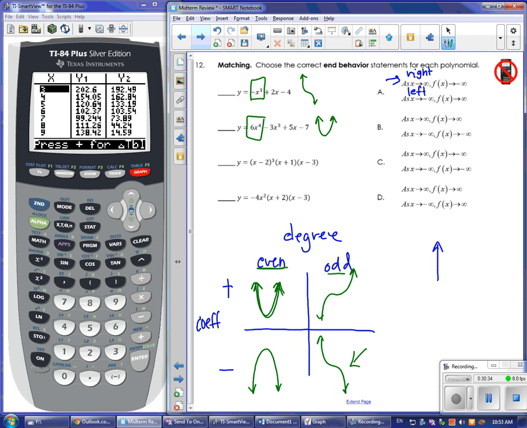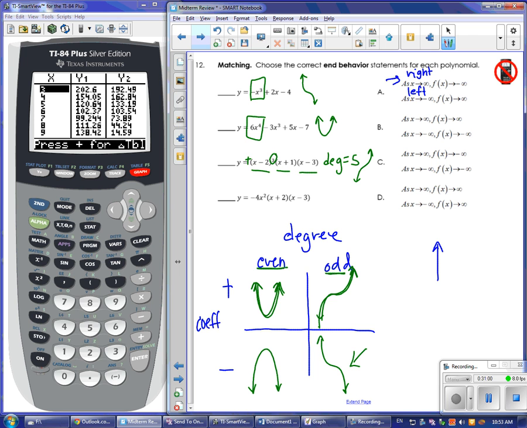The last two are a little different because now they're written in factored form. So count the factors of x. This factor here is cubed, so that means it counts 3 times. Then I've got 4, 5. So this is degree 5. And notice that the term in front is positive. So I'm dealing with an odd degree function that is positive. So it should be increasing to the right.